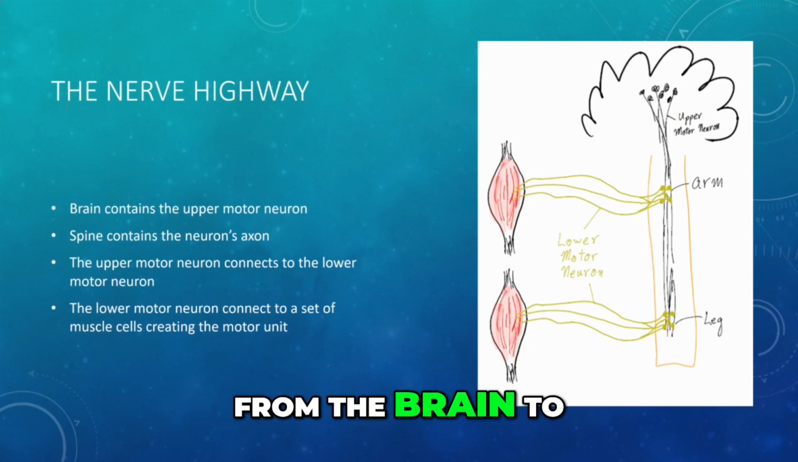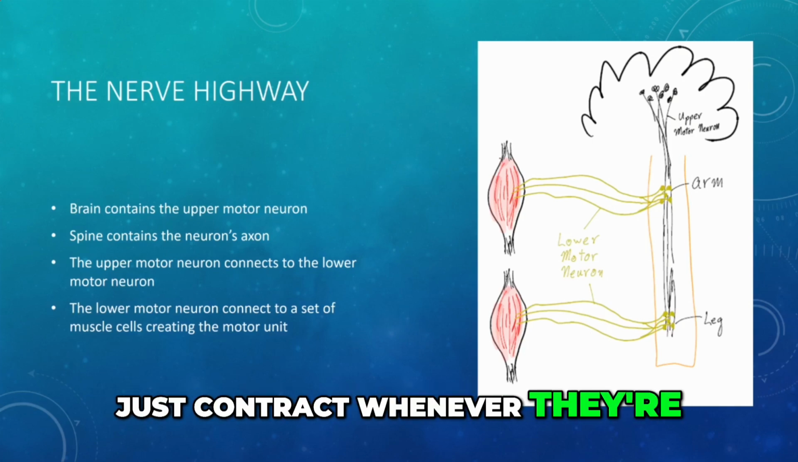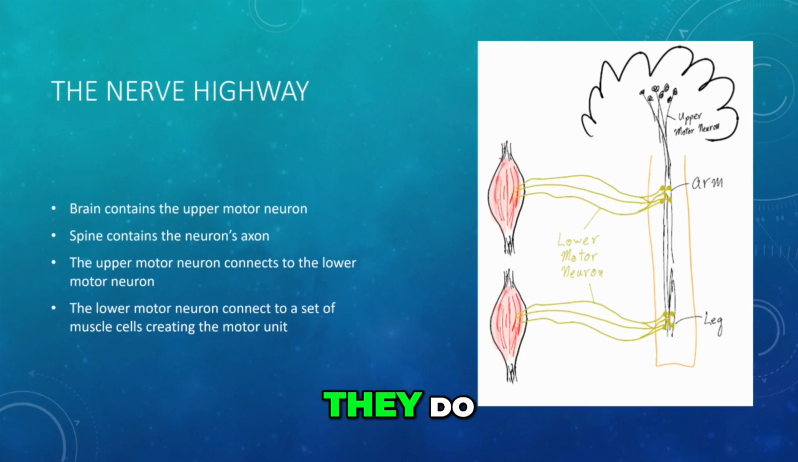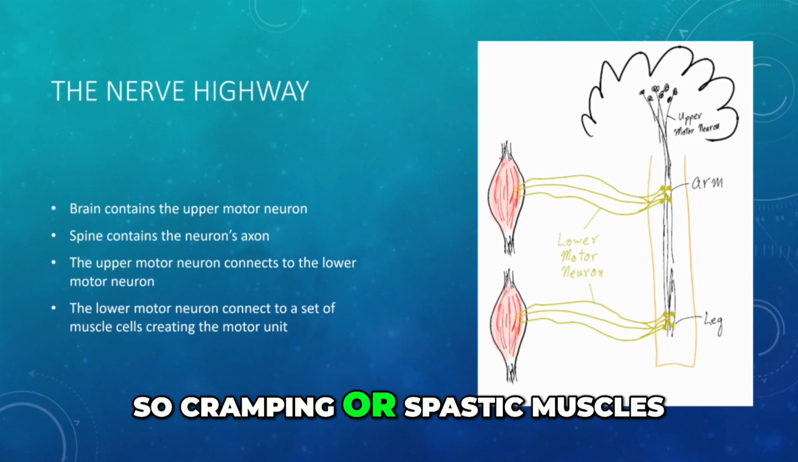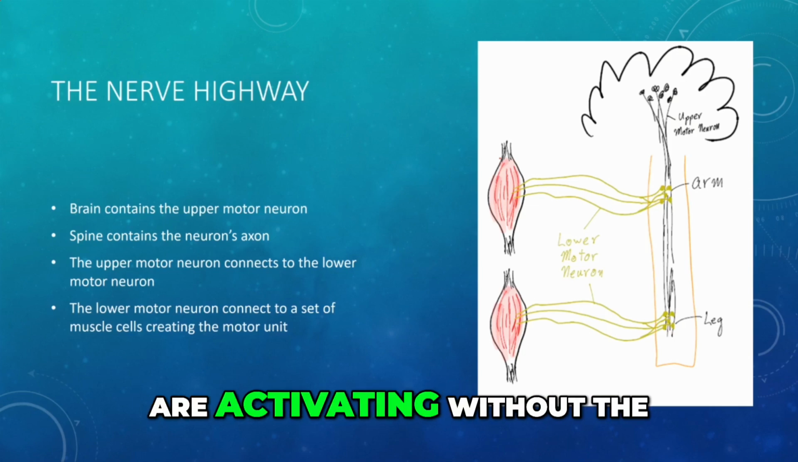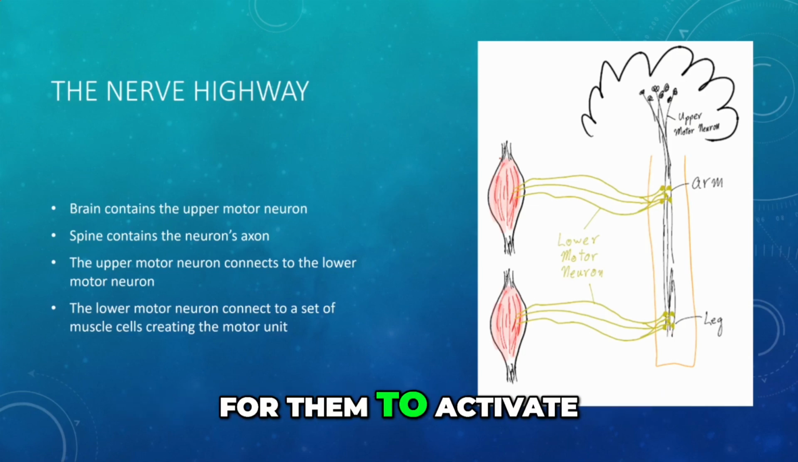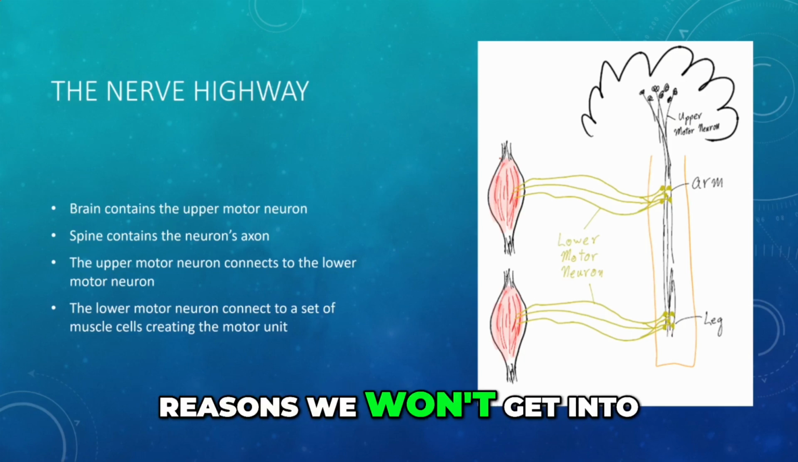So let's start with the nerve highway, just a really simple overview of how we get a signal from the brain to the muscles. So obviously muscles don't just contract whenever they're not supposed to. Actually, they do. So cramping or spastic muscles, those are muscles that are activating without the nervous system telling them to, right? That's an abnormal time for them to activate, and that's for different reasons we won't get into.